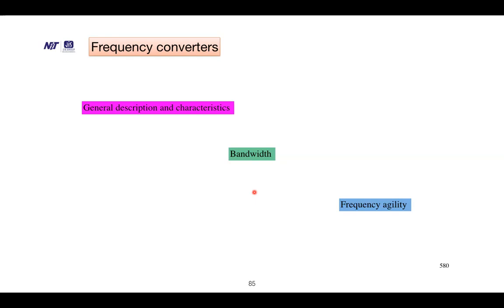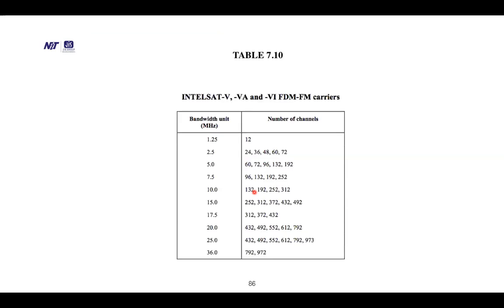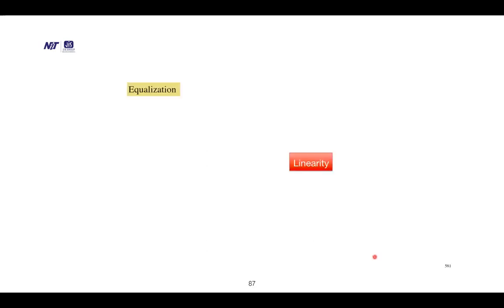Now the frequency agility. The frequency and channel capacity plan is often altered as the traffic through the satellite is changed and increased. And correspondingly, FDM FM carriers, how their channels are divided, is shown. For 1.25 megahertz, the number of channels is 12. For 2.5 megahertz bandwidth, 24, 36, 48, 60 or 72 channels may be accommodated, and so on. It is showing the chart, and if the bandwidth is 36, then 792 to 972 channels can be accommodated.